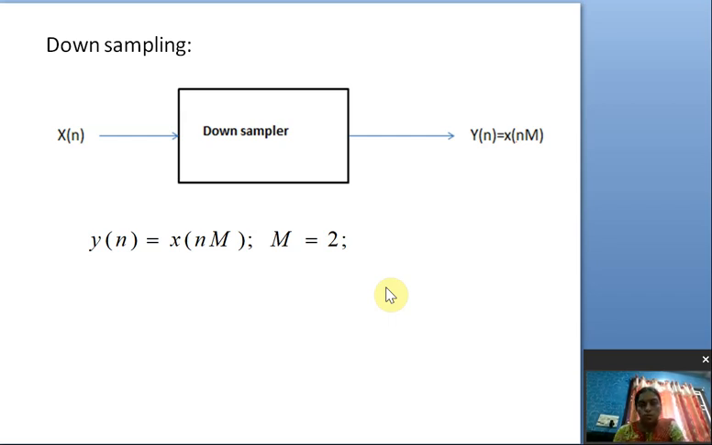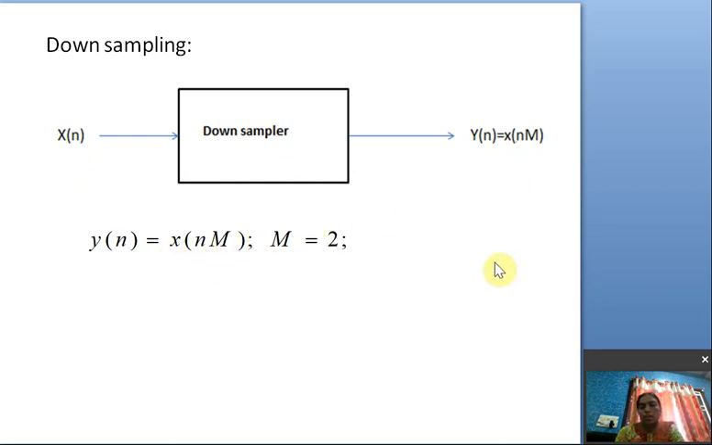Okay, good morning. In this video I am going to explain downsampling and upsampling with examples. Downsampling means the system is a downsampler, which reduces the sampling rate of x of n. That means x of n is the input and the output y of n is equal to x of n times capital M. Here y of n is nothing but x of nM.